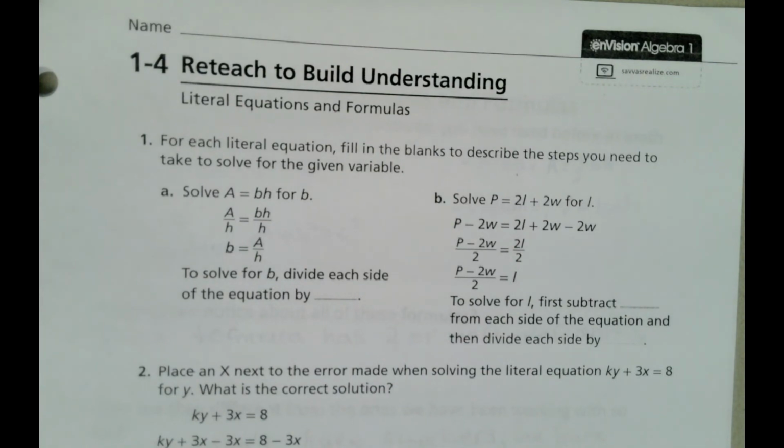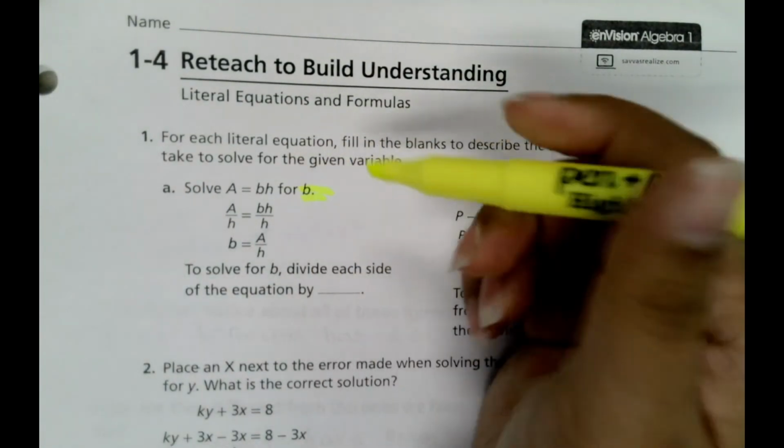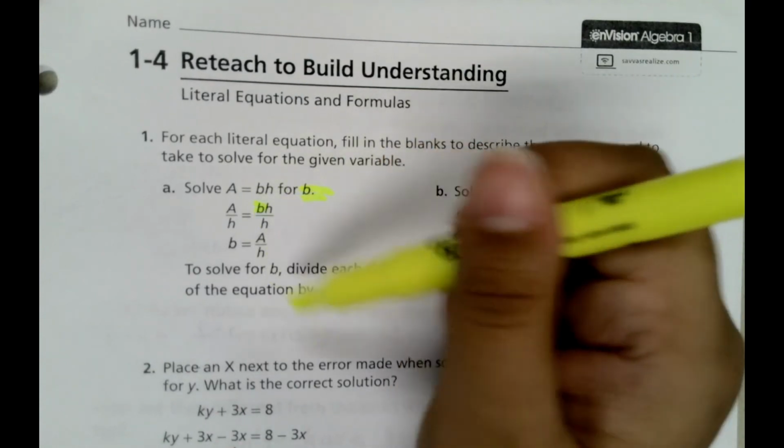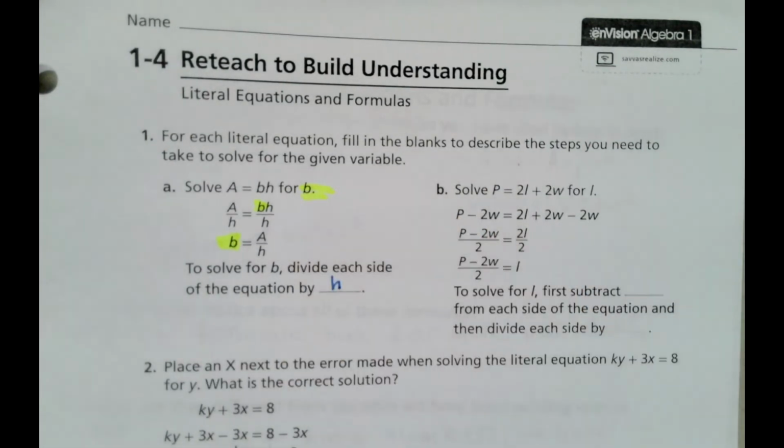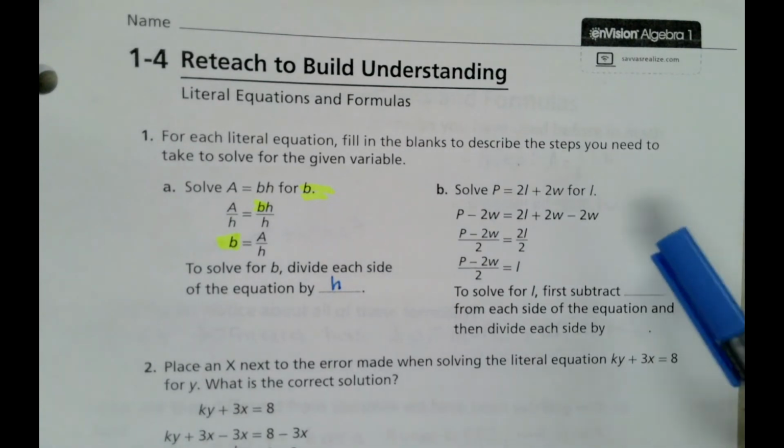Now look, it's doing the same thing we did, guys. It's got P equals 2L plus 2W, and we want to solve for L. We want it all on its own. So I'm going to highlight L until it's by itself. Well, first thing they did was subtract 2W. Then what did they do? They divided each side by 2.